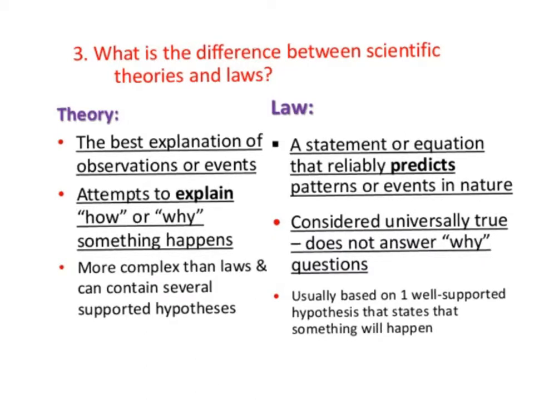So to sum up, I want you to really focus on your definition of the law as compared to the definition of a theory. A theory is an explanation of observations. You can see that on the left. But a law is just a statement or an equation that reliably predicts patterns or events. Theories attempt to explain how or why something happens, and laws are considered universally true but do not attempt to answer the question why. Theories are more complex than laws, and they contain several supported hypotheses, but laws usually are based on one well-supported hypothesis that states something will happen.